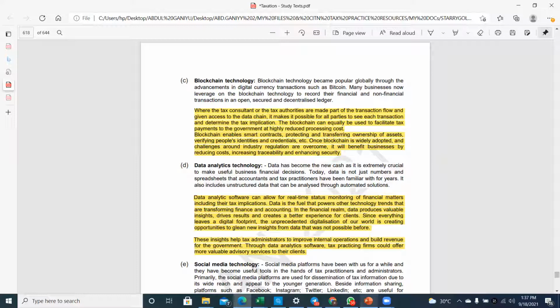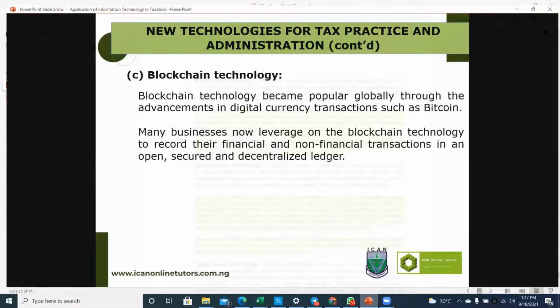So the blockchain can equally be used to facilitate tax payment to the government at highly reduced processing costs. It enables smart contracts, protecting and transferring ownership of assets, verifying people's identities and credentials, among others. Once this is widely adopted and challenges around industry regulation are overcome, it will benefit businesses by reducing costs, increasing traceability, and enhancing security. We have the data analytics technology.